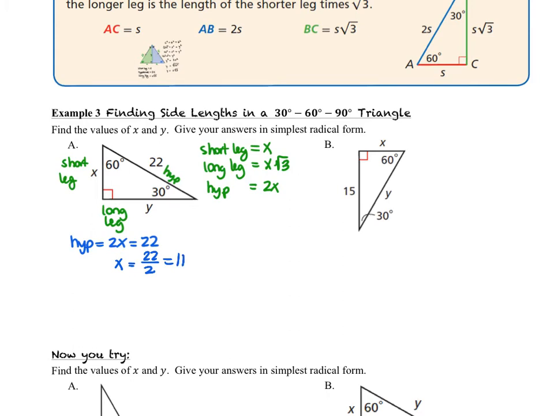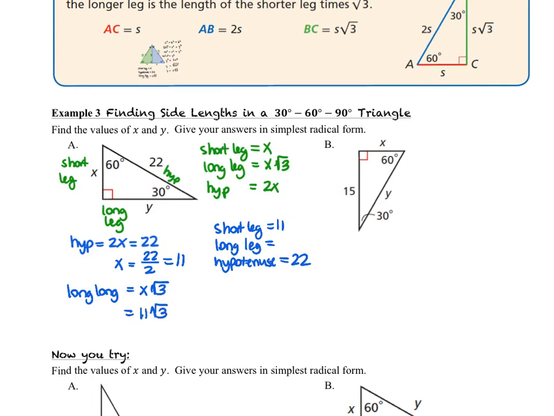So we have the length of the short leg and the length of the hypotenuse. All we need is the length of the long leg. And we're going to find that by multiplying the length of the short leg by square root of 3. So 11 square root 3 is the length of the long leg. So we found the length of x and y, but more importantly, we found the lengths of the sides of the triangle.